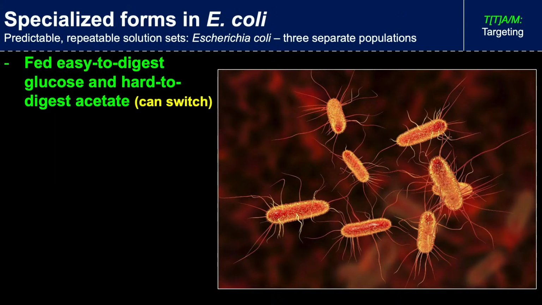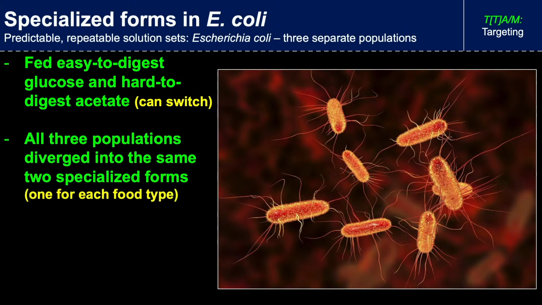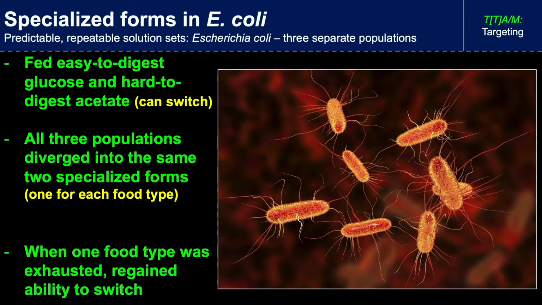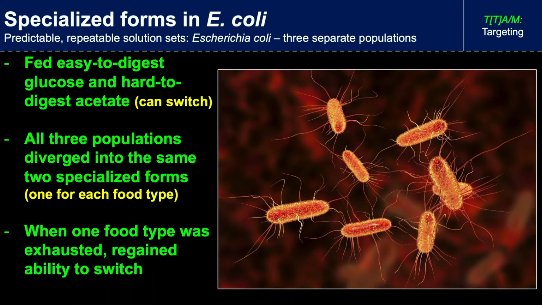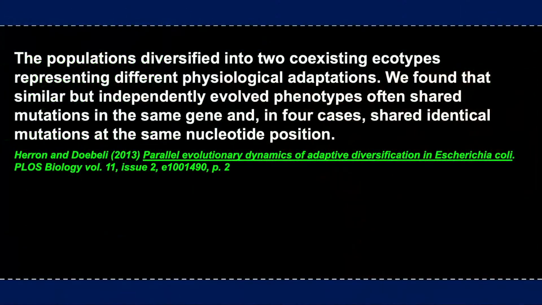They fed these E. coli 2 different kinds of food, an easy-to-digest glucose and a hard-to-digest acetate. Now, the E. coli can switch between these 2 different foods. But what they discovered was that in all 3 populations, in all 3 test tubes, when they gave the 2 different kinds of food, they ended up with 2 specialized forms in each test tube, one specialized for glucose and one specialized for acetate. It happened repeatedly, in all 3 populations. But even more amazing, when one of those food types got exhausted, guess what? They adapted the ability to switch between the 2 food types again. Interesting. So here's what the study authors had to say about that.